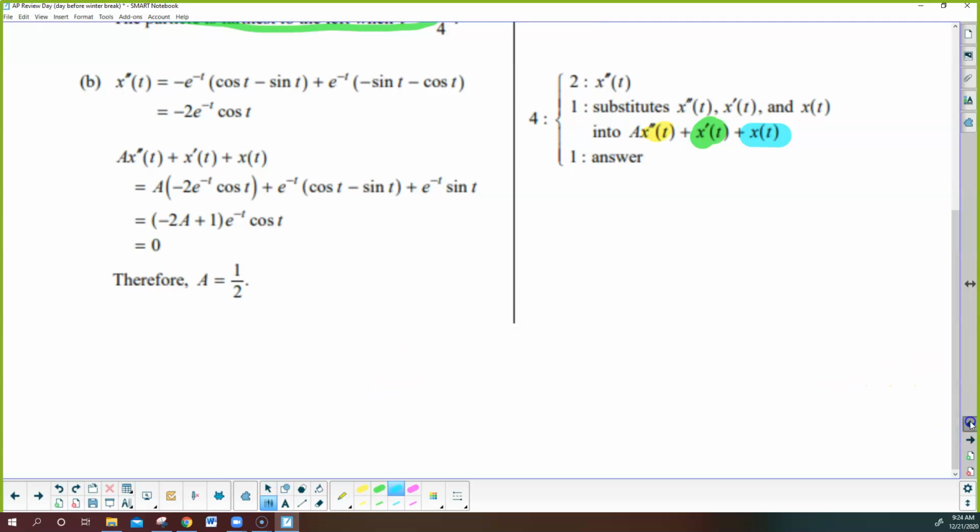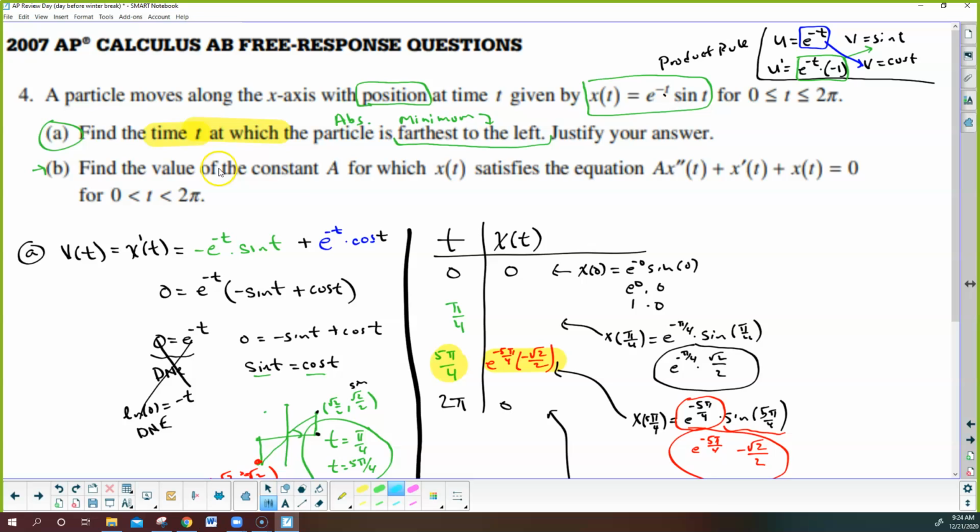Let me go back to the original problem quick. It says find the constant a value that satisfies this equation right here. Now, keep in mind, what do we already know? We know the original function. That was given. So that's just going to go right here. We found the first derivative. It doesn't matter which. I actually think I would take the original form and put that in here. So then we have to take the second derivative. And that second derivative is going to go right here, but times a constant a.